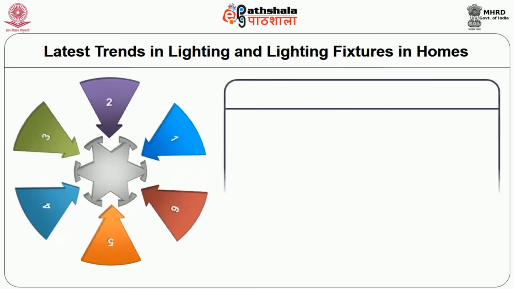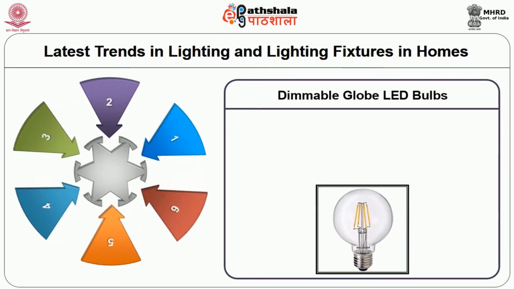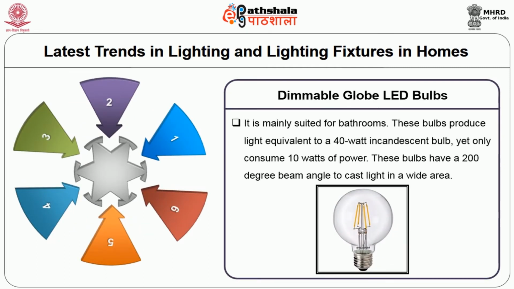The next one is dimmable globe LED bulbs. It is mainly suited for bathrooms. These bulbs produce light equivalent to a 40-watt incandescent bulb, yet only consume 10 watts of power. These bulbs have a 200-degree beam angle to cast light in a wide area.